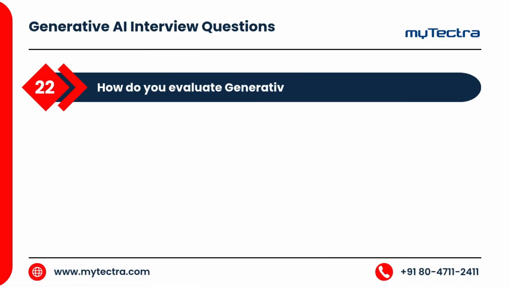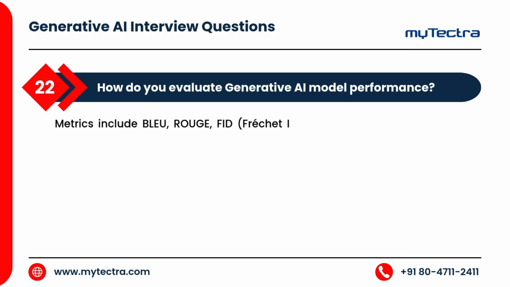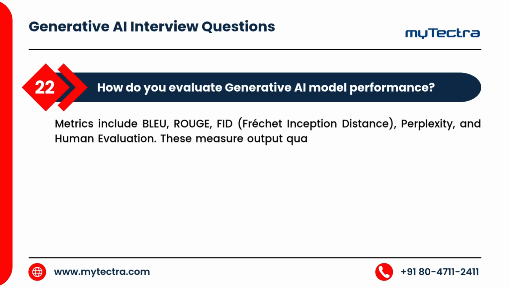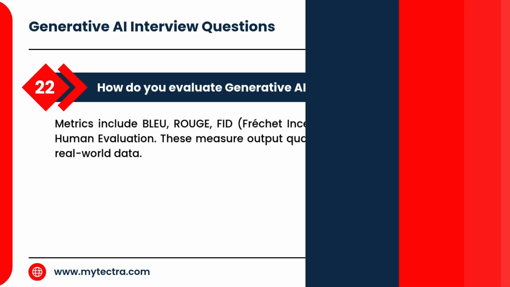How do you evaluate generative AI model performance? Metrics include BLEU, ROUGE, FID, perplexity, and human evaluation. These measure output quality, coherence, and similarity to real-world data.